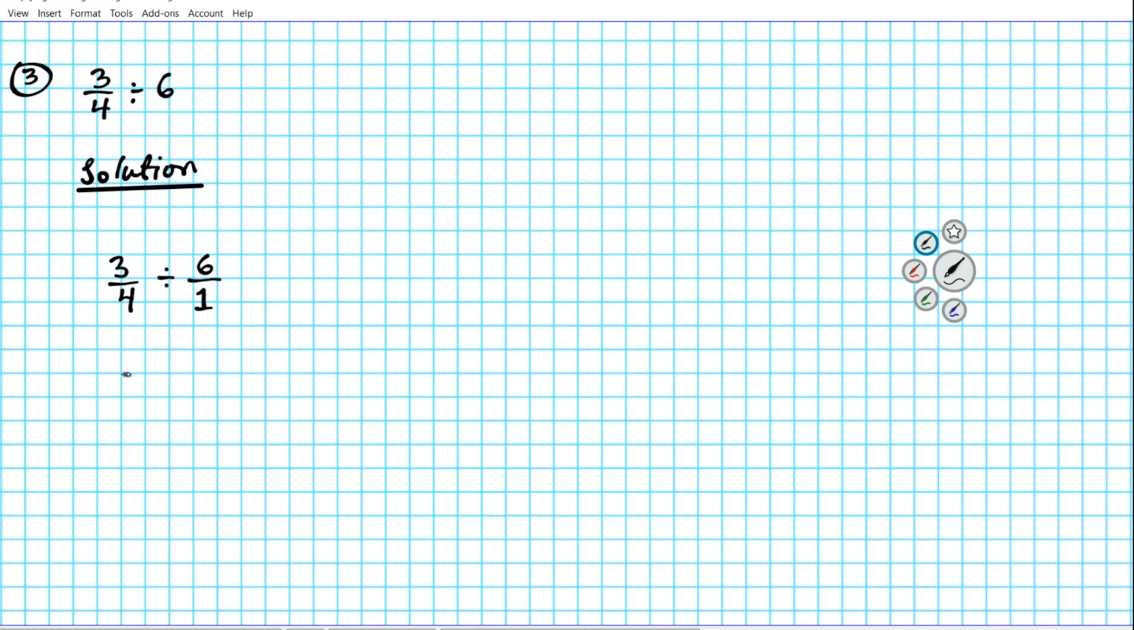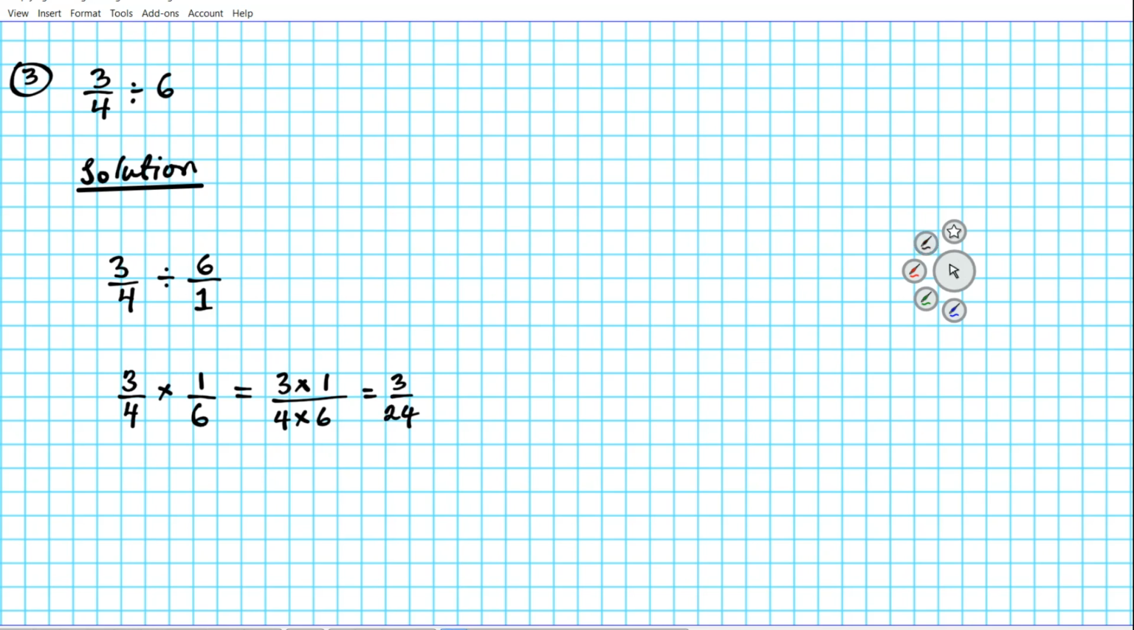We're good to go. So just keep the first one, change the operation to times, and flip the second number, the multiplicand, 1 over 6. Keep, change, flip, multiply across, top times top, 3 times 1, over bottom times bottom, 4 times 6, and then you get 3 over 24.